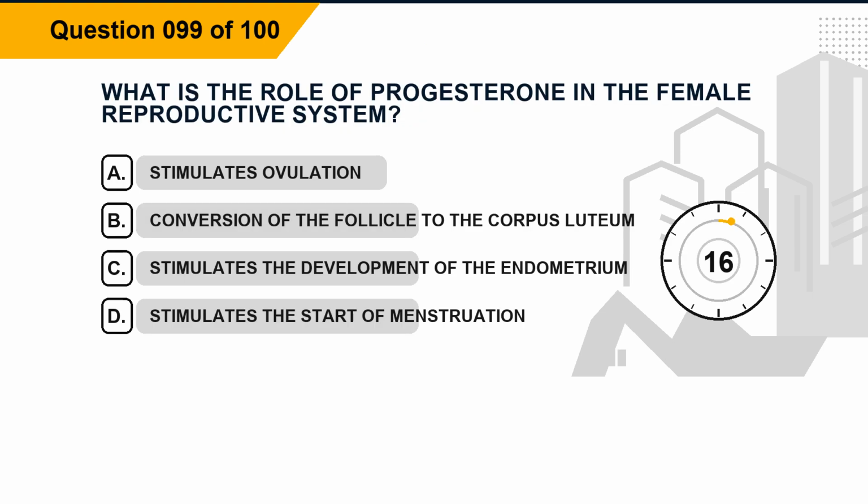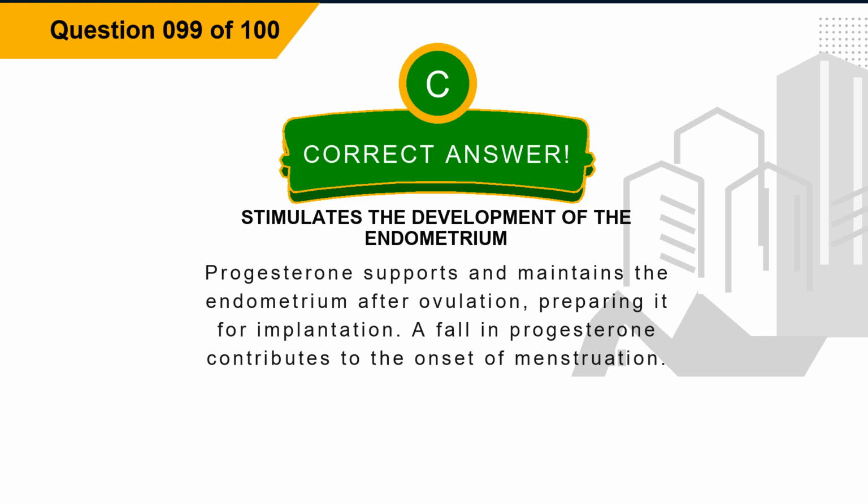Question 99. What is the role of progesterone in the female reproductive system? Option A, stimulates ovulation. Option B, conversion of the follicle to the corpus luteum. Option C, stimulates the development of the endometrium. Option D, stimulates the start of menstruation. The correct answer is option C, stimulates the development of the endometrium. Explanation: progesterone supports and maintains the endometrium after ovulation, preparing it for implantation. A fall in progesterone contributes to the onset of menstruation.